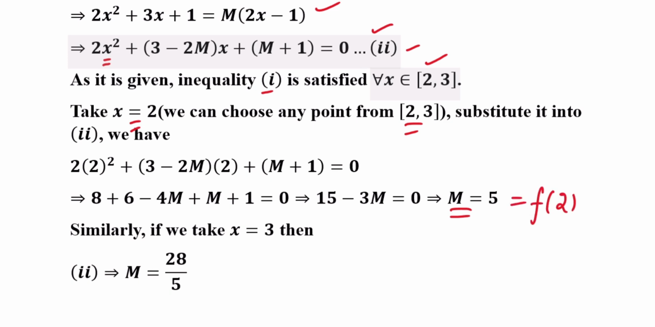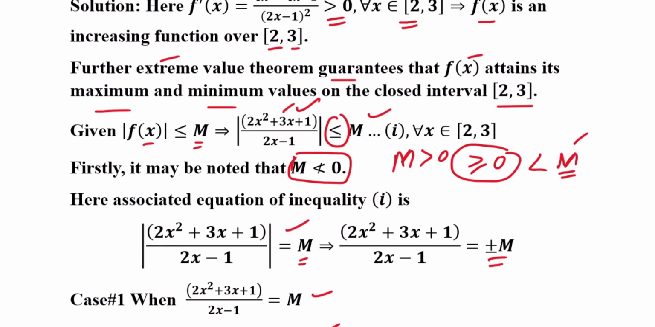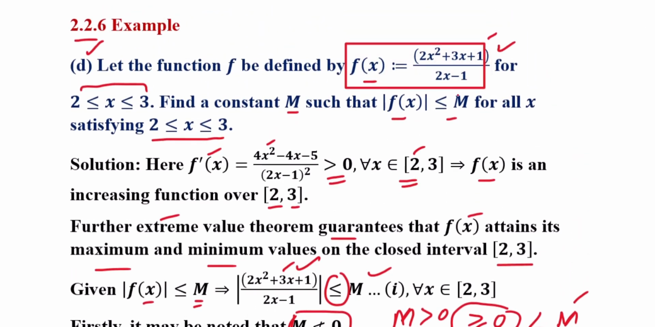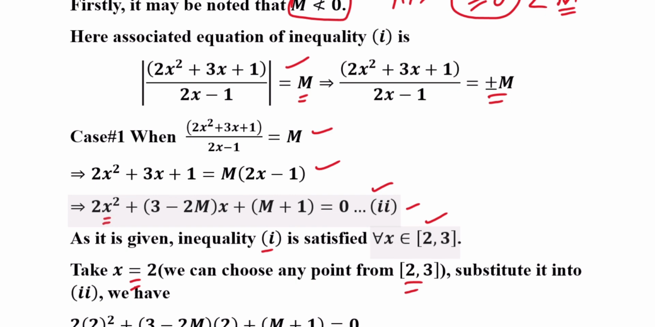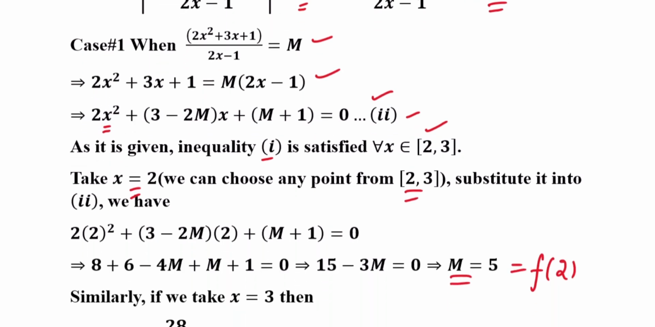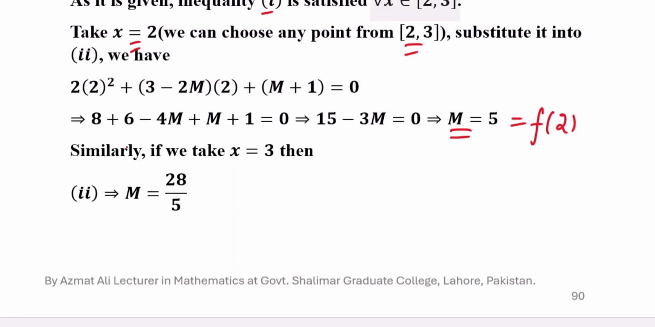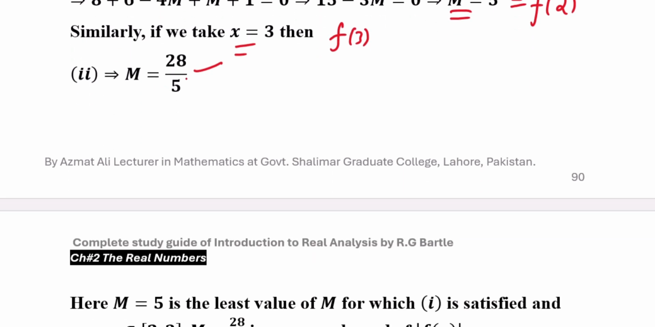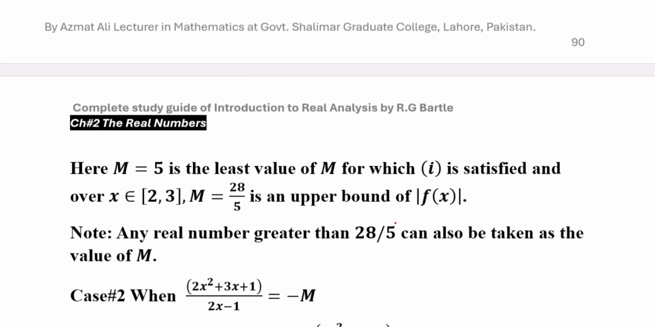If you exactly put x equal to 2 in this function, you can find f of 2 is equal to 5. So my m is equal to 5. Similarly, if we take x equal to 3, in other words, if you find f of 3, then your m is 28 by 5. 28 by 5 is 5 point something. So here m equal to 5 is the least value of m for which inequality 1 is satisfied.